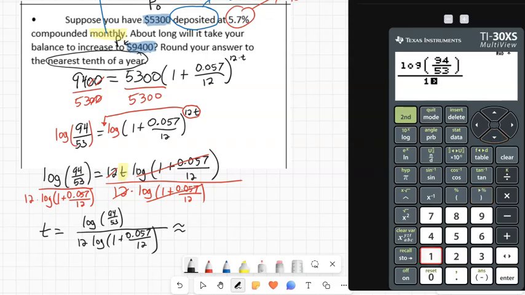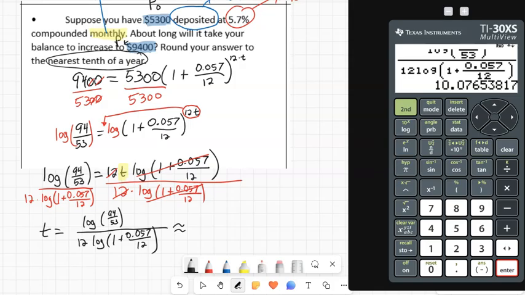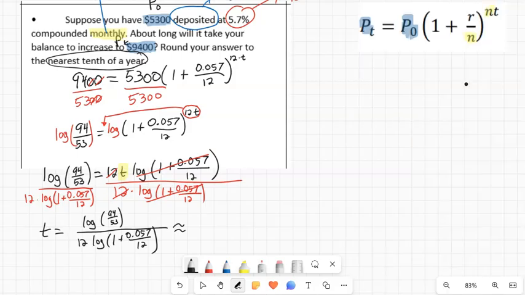On the bottom, we have a 12, and we also have a log of 1 plus and a fraction, 0.057 over 12. You can verify visually that that's exactly what is written down. So when we hit enter, we have the approximation. We're asked to round to the nearest tenth, so the 10.07 would round up to 10.1 years.